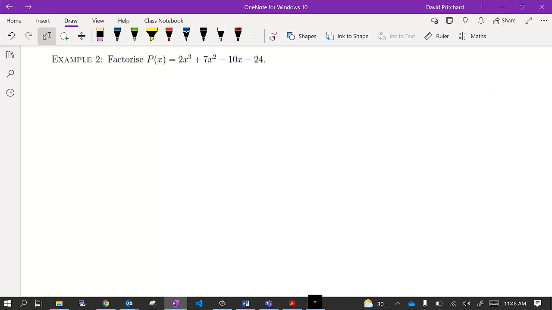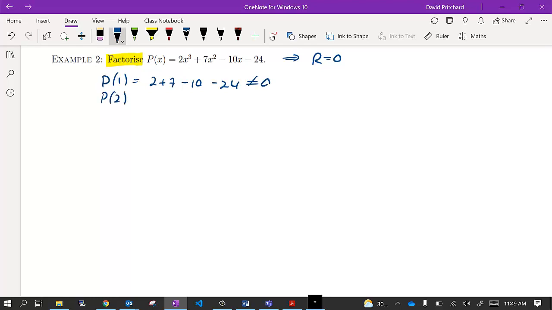We're going to try to factorize. That's an important word. We want to determine the linear factors of this polynomial. So step 1 is that we want to find a solution. So using factor theorem, we're trying to get the remainder equal to 0. So let's start by testing 1. When I sub 1 in, I get 2 plus 7 take 10 take 24. Not 0, that's no good.